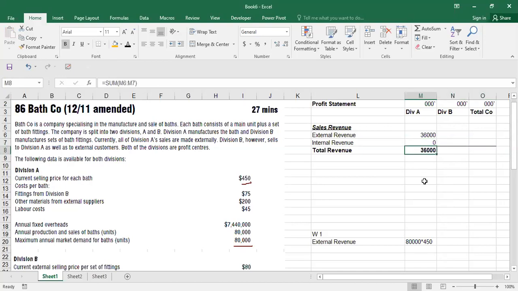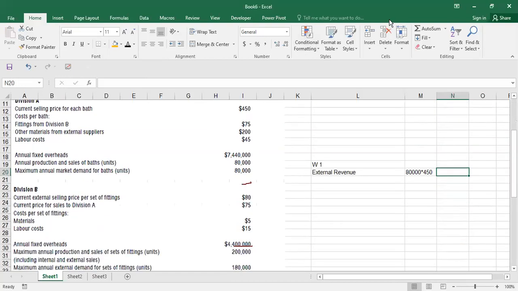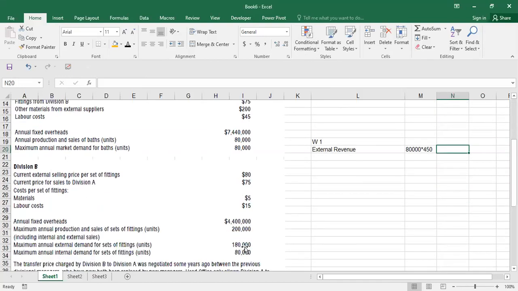That's done. Then division B, what do they do? Division B has some revenue external and some internal. If you remember that division B, their total production capacity was 200,000. So they were giving 80,000 internally and 120,000 they are giving externally. Externally, they are selling at $80, and internally these 80,000 units they are selling for $75. So you can make your calculations for revenue for division B.